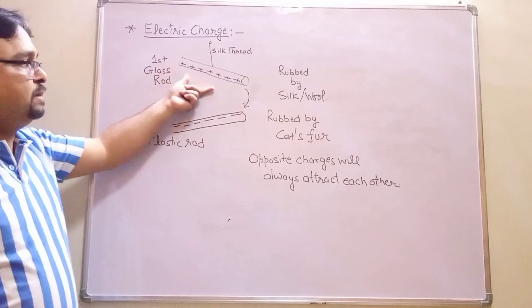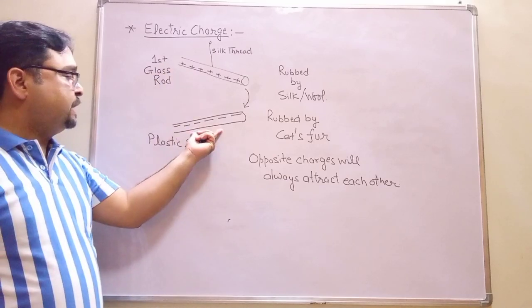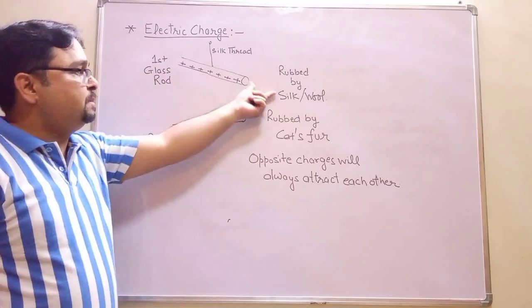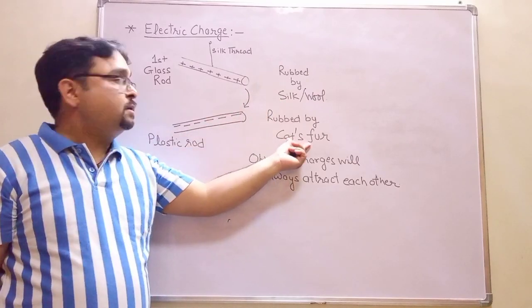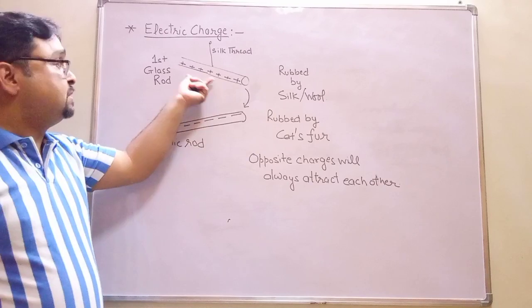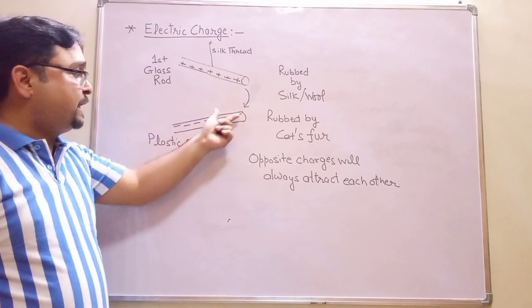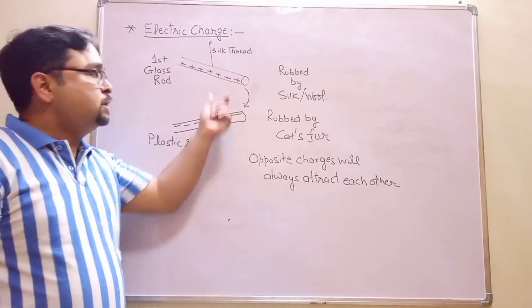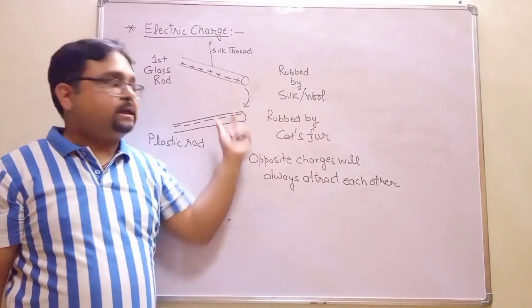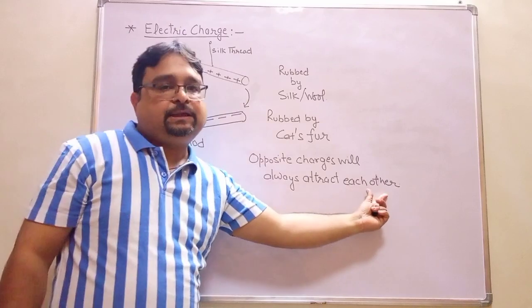Third case, we have one glass rod, second is plastic rod. Glass rod rubbed by silk, wool, and plastic rod rubbed by fur. So positively charged, this tube will be attracted towards plastic rod because plastic rod is negatively charged. So opposite polarity charges will always attract each other.